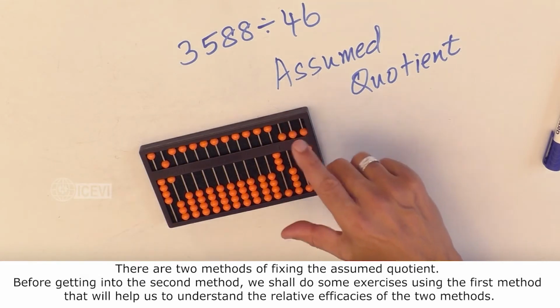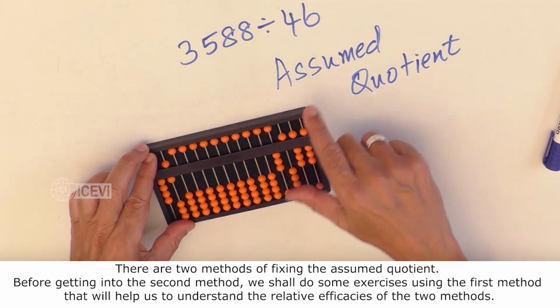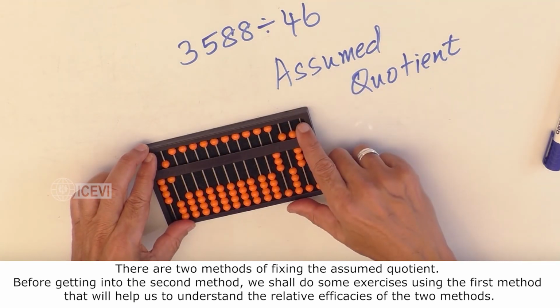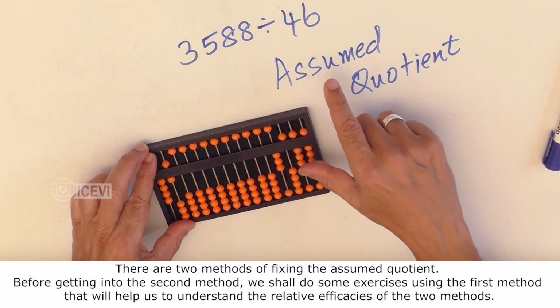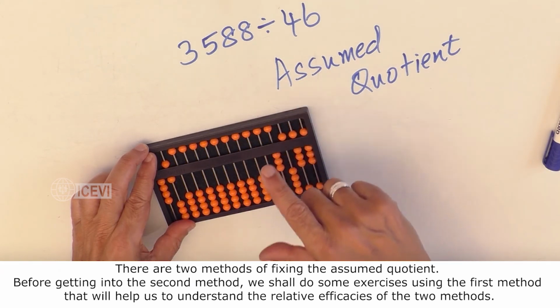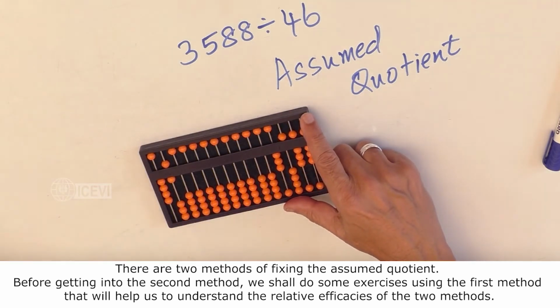There are two methods of fixing the assumed quotient. Before getting into the second method, we shall do some exercises using the first method that will help us to understand the relative efficacies of the two methods.